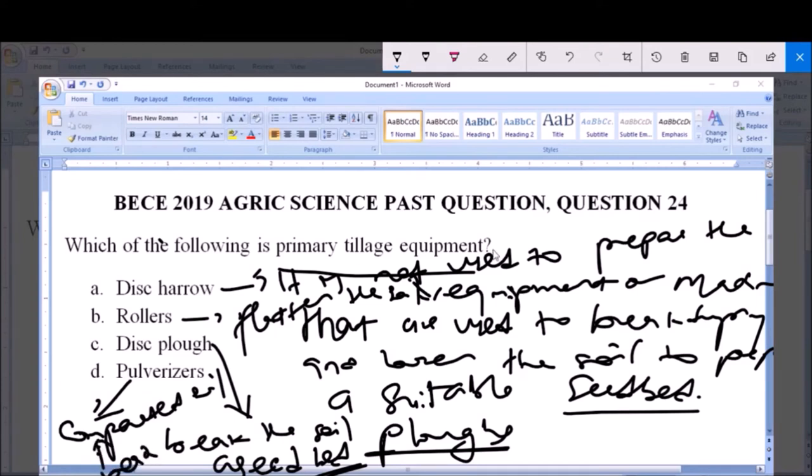That is their use. But the question says which of the following is a primary tillage equipment? Like I told you, plows are the primary tillage equipment, and the type of plow here is a disc plow, which is used to break open the soil, loosen it, and prepare it as a seed bed for planting seeds. So C, disc plow, is a primary tillage equipment.